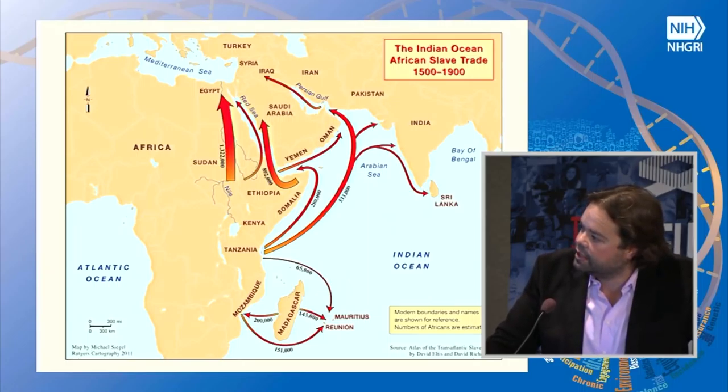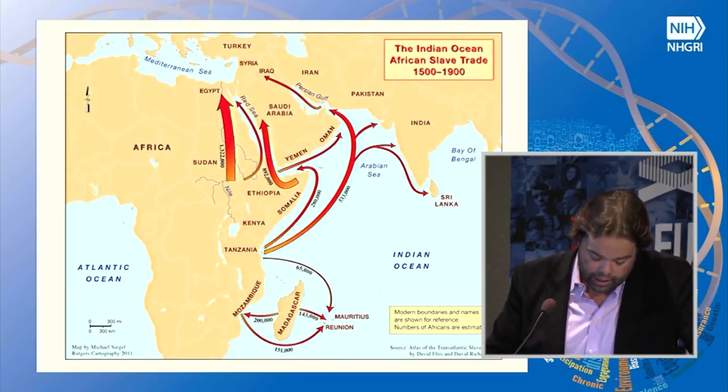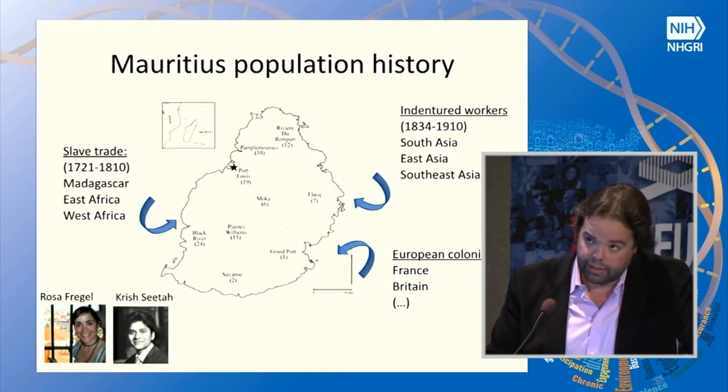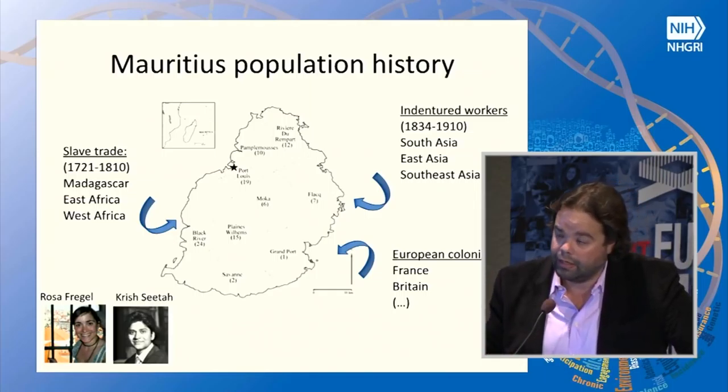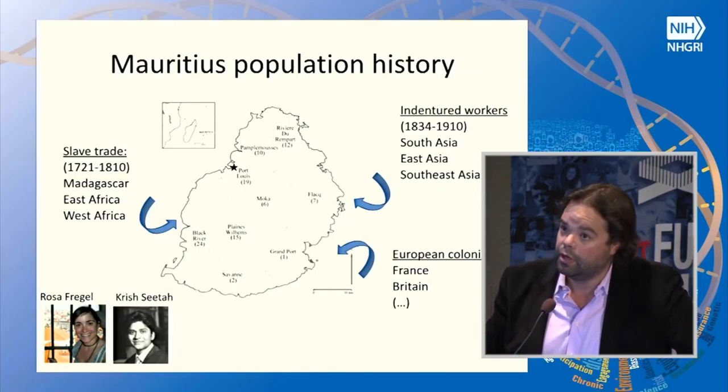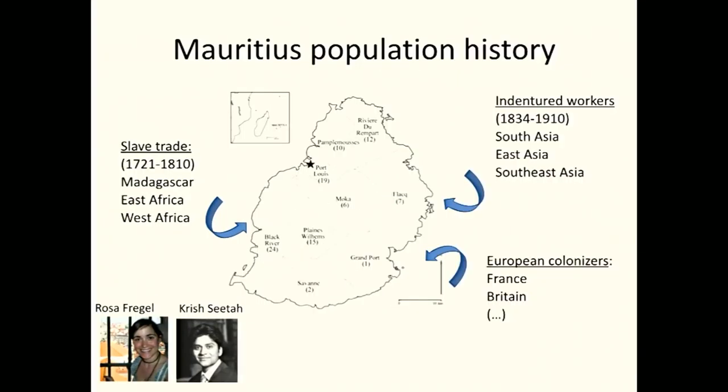It's very interesting to think about Mauritius. Mauritius was largely not colonized by humans until the modern era. And it began with importation of slaves from Madagascar, East Africa, and West Africa around the 18th century. That lasted for about 80 years, and then indentured servants were brought in from Asia, as well as European colonizers.